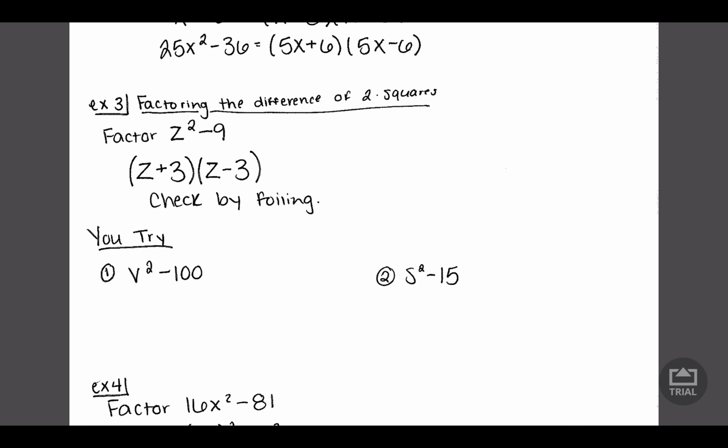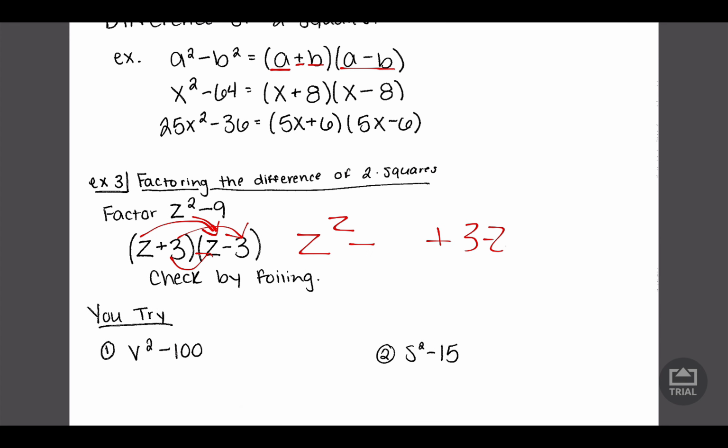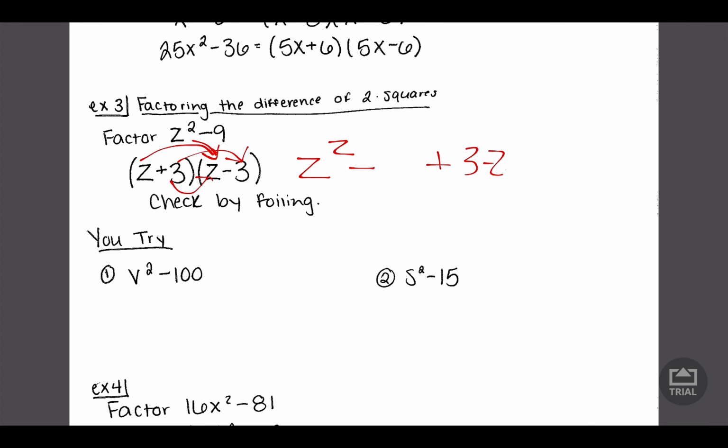So, where it says example 3, z plus 3 times z minus 3, we can check it by FOILing it out. Z times z is z squared. 3 times negative 3 is negative 9. 3 times z is 3z. No, what did I do wrong? No, back. That was z times 3, my bad. 3z, negative 3z, and then minus 9. These cancel out, negative 3 plus 3. So yes, I'm left with what I started with, z squared minus 9.